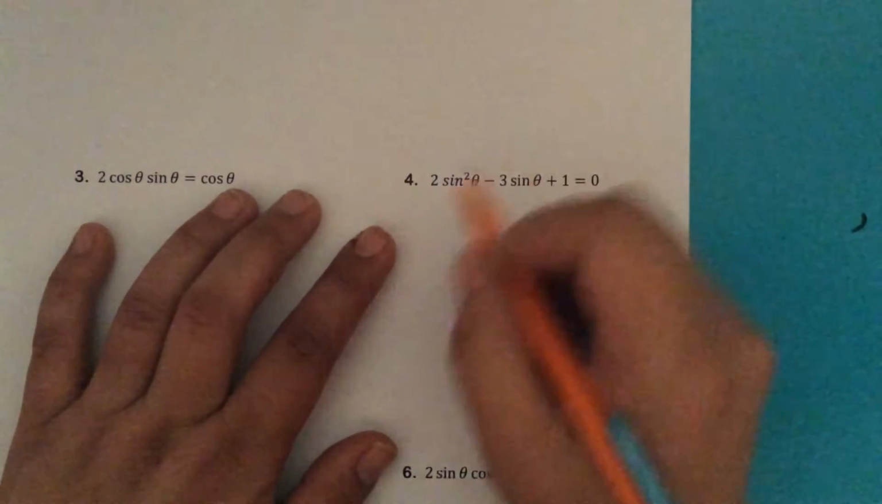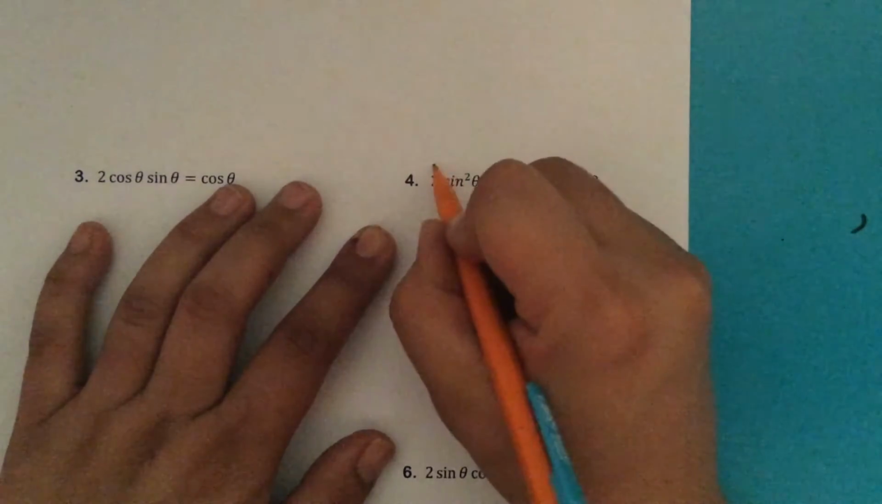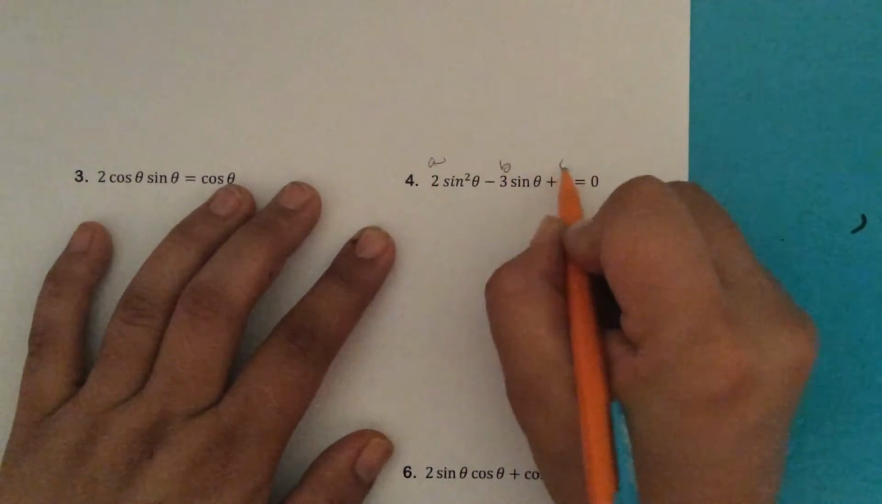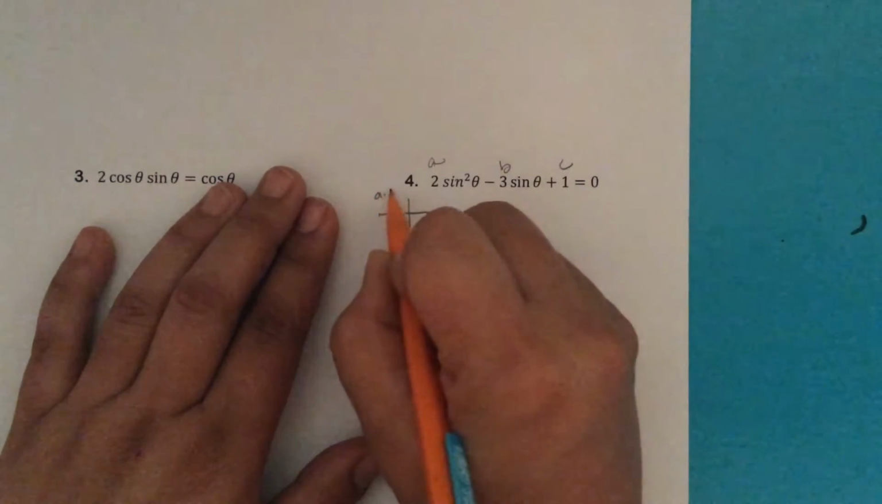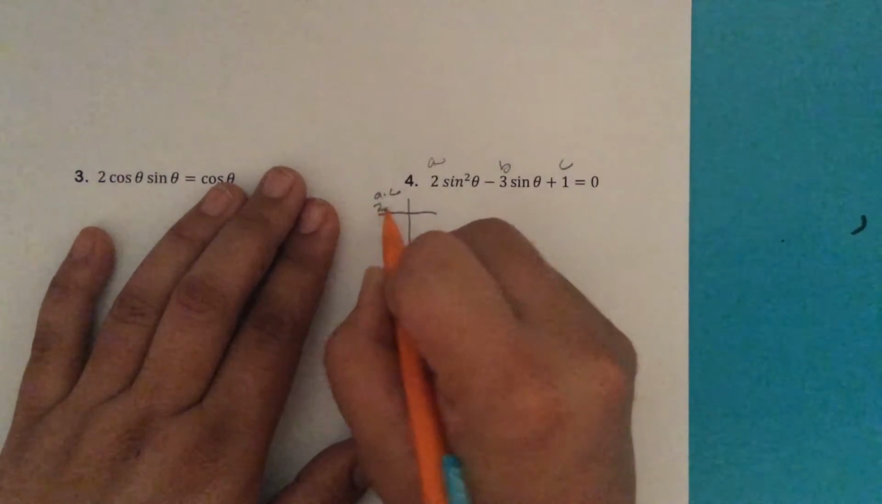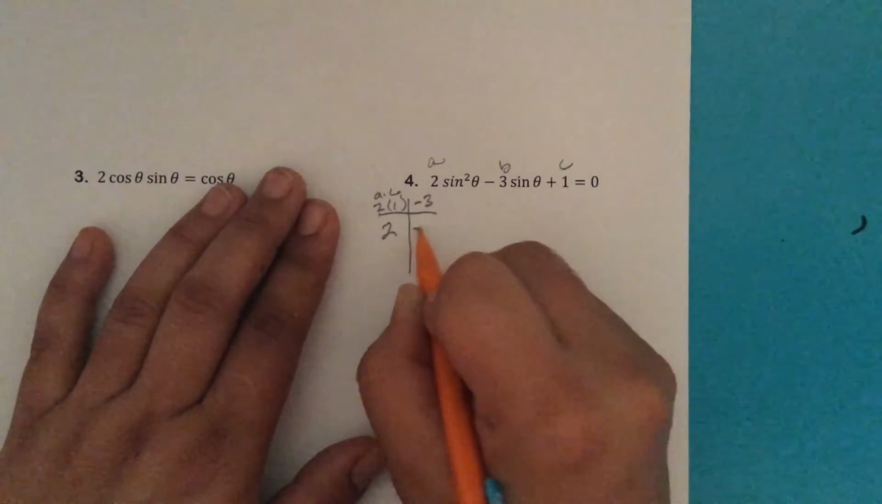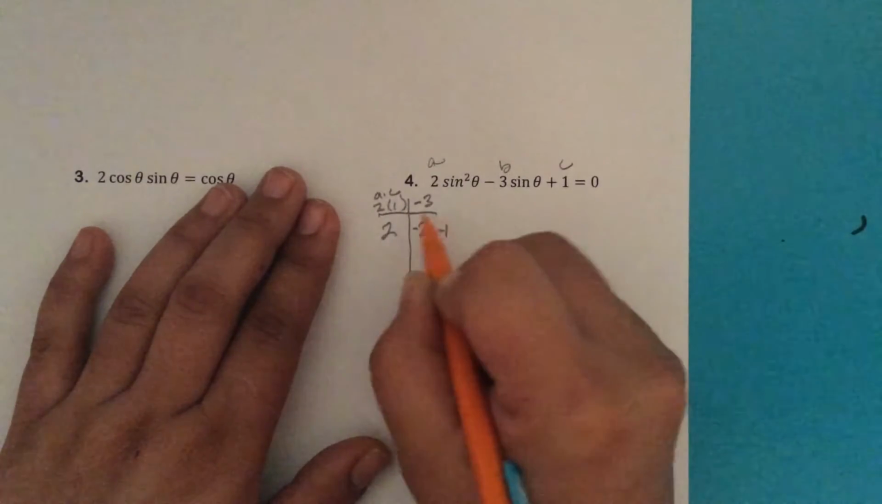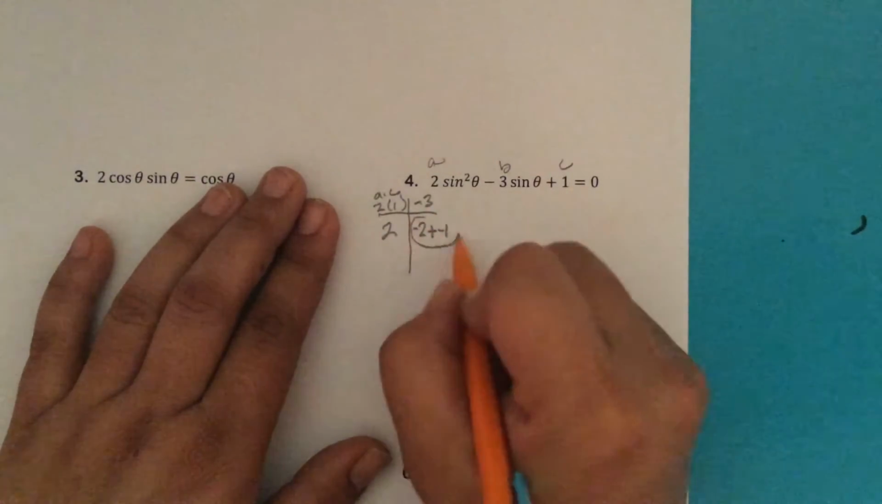Okay, we're gonna do number 4 right here, and this one is in the format of a quadratic. So this is your A, this is your B, and this is your C. So we're going to multiply A times C, which is 2 times 1, which is 2, and then it has to add up to -3. So -2 plus a -1 adds up to -3, and if you multiply these two, you get a +2.